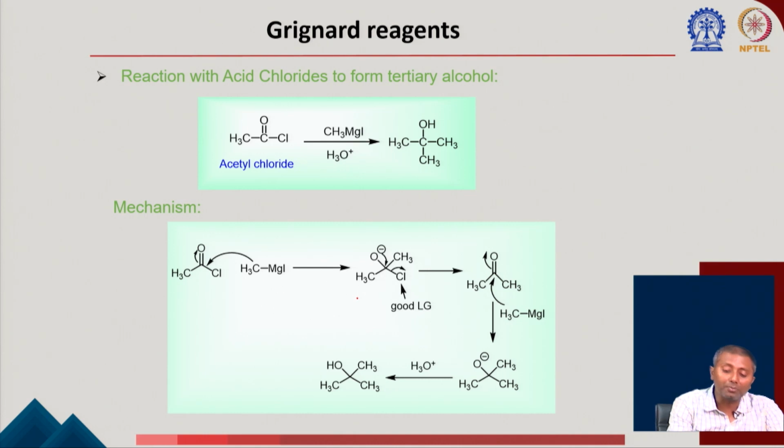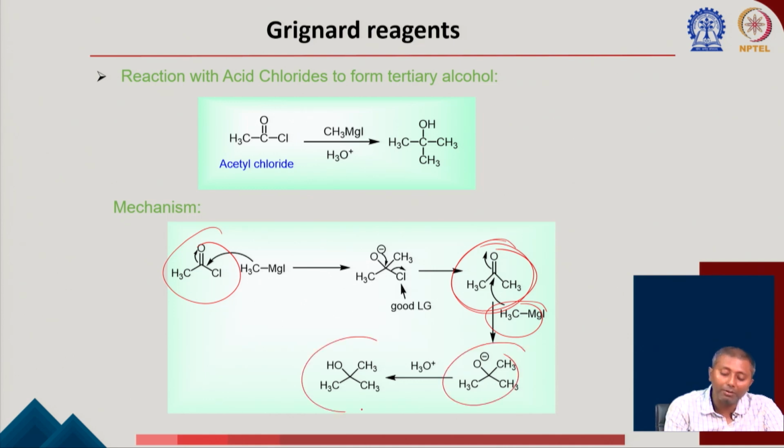Again, if you start with the corresponding acetyl chloride, the first thing is it is going to attack here. Now chlorine is a good leaving group, so it is going to form the corresponding acetone from this acetyl chloride. Now again, the acetone is more reactive than the corresponding acetyl chloride, so the Grignard will not stop here, it is going to add here to take you all the way to the corresponding tertiary alcohol.